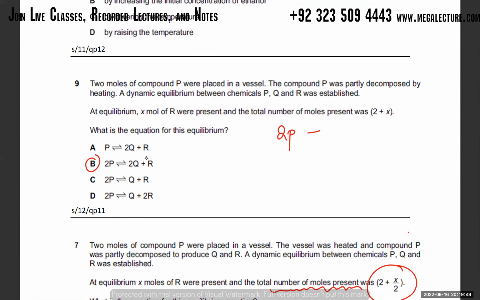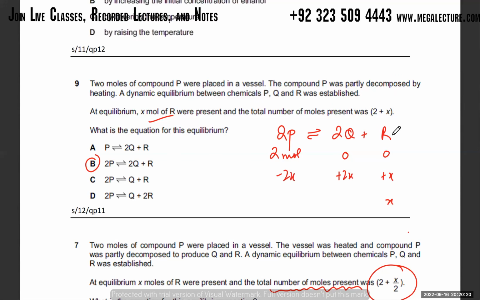2p in equilibrium with 2q plus r. Initial moles, again, it's the same: 2 moles initially, and 0 moles of q and 0 moles of r. At equilibrium, you have x moles of r. So that means x moles got produced. I'm just going to write plus x. So this will be plus 2x, right? It's 1:2. And on the other side, 2x would have reacted. It's going to be minus 2x.